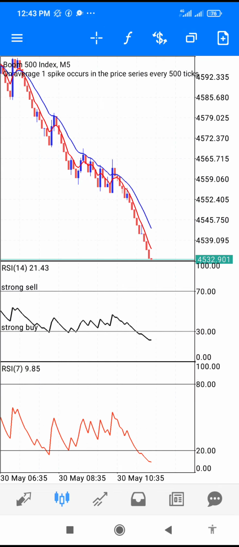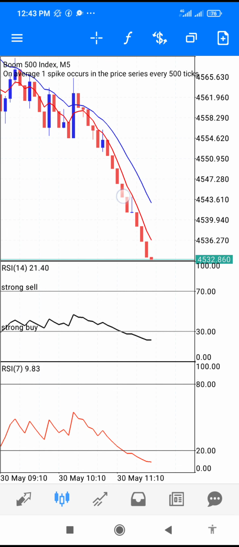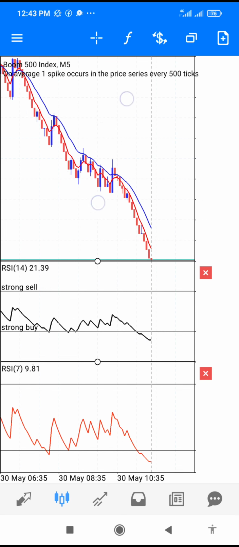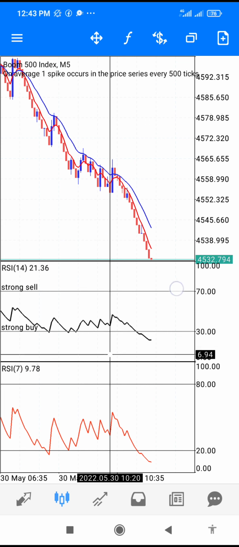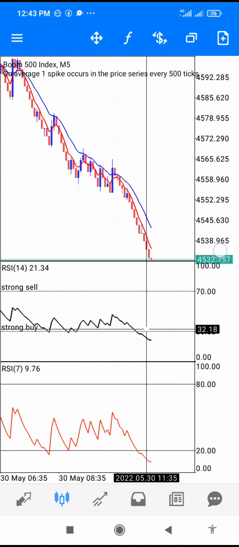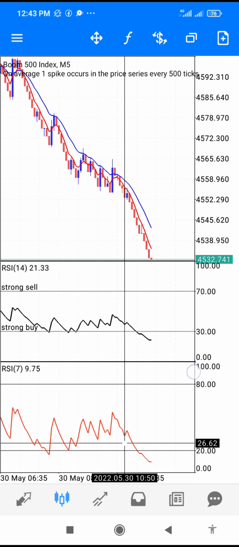So let's look at Boom 500. It's very due for a buy, looking at it on M5. You can see on M5 it's very due for a buy. It has gone below 30 here and gone below 20 here. It is a very good position to buy.